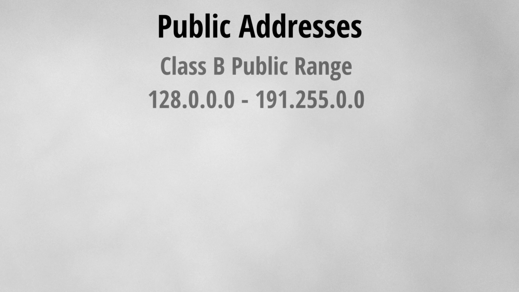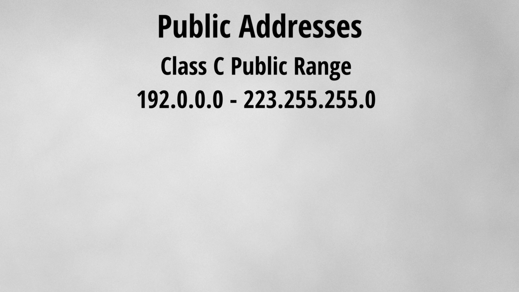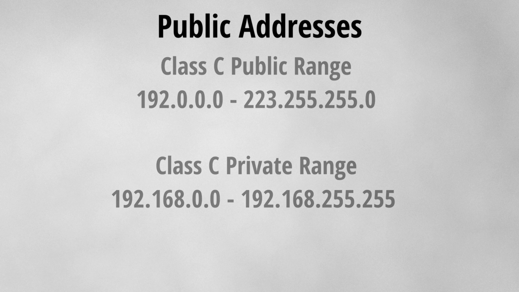The Class B public range is 128.0.0.0 to 191.255.0.0, and 172.16.0.0 through to 172.31.255.255 is reserved for private IP addressing. And the Class C public range is 192.0.0.0 to 223.255.255.0, with 192.168.0.0 through to 192.168.255.255 reserved for private IP addressing.